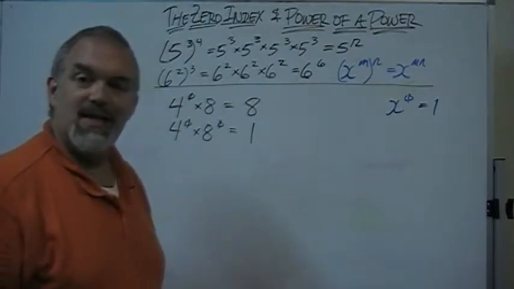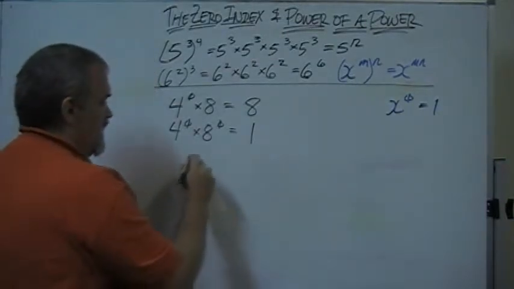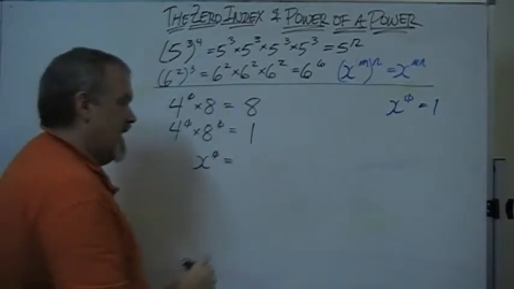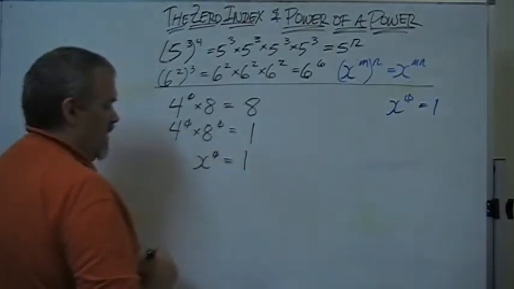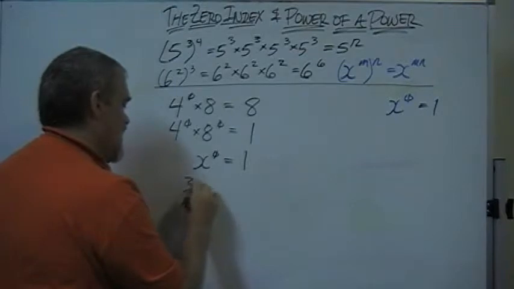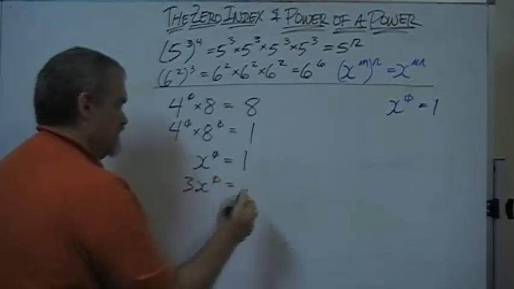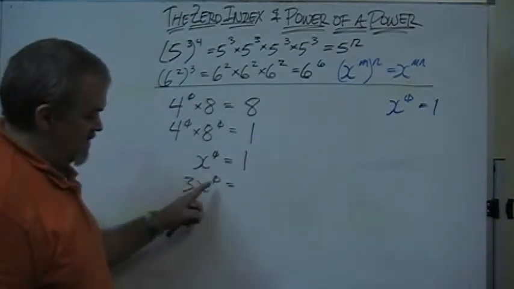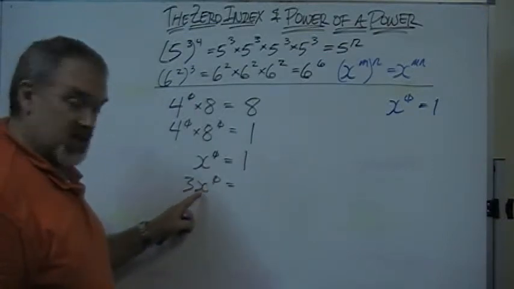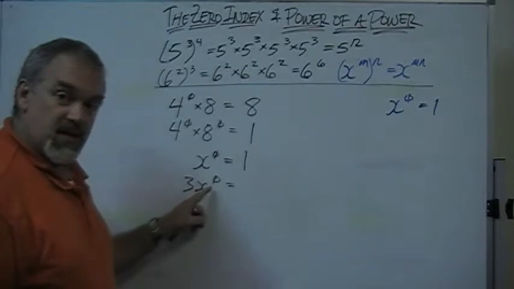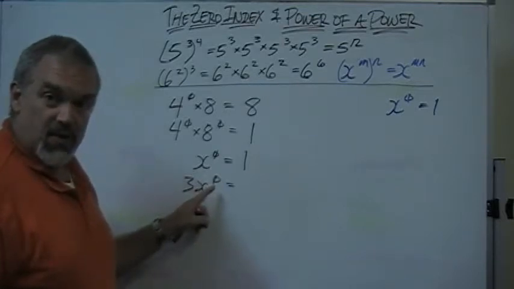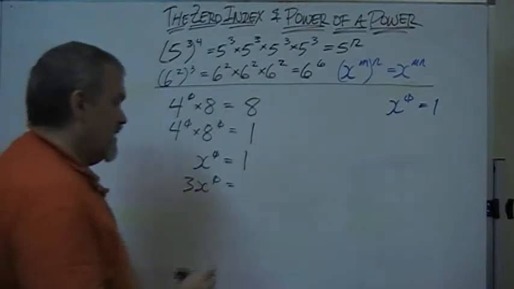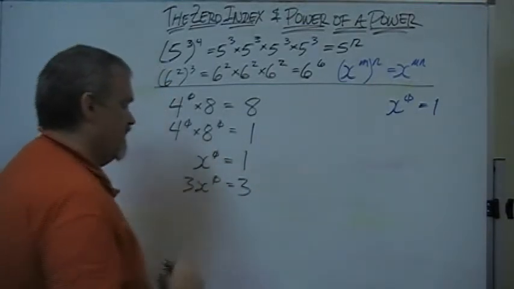Now, how about if I did this problem? Let's say I had x to the 0. We've already said that equals 1. What if I had 3x to the 0? Now this is where it gets a little bit complicated, because remember the 0 only applies to the x. So x to the 0, and we do indices before we do multiplication. X to the 0 is 1, times 3 is 3.